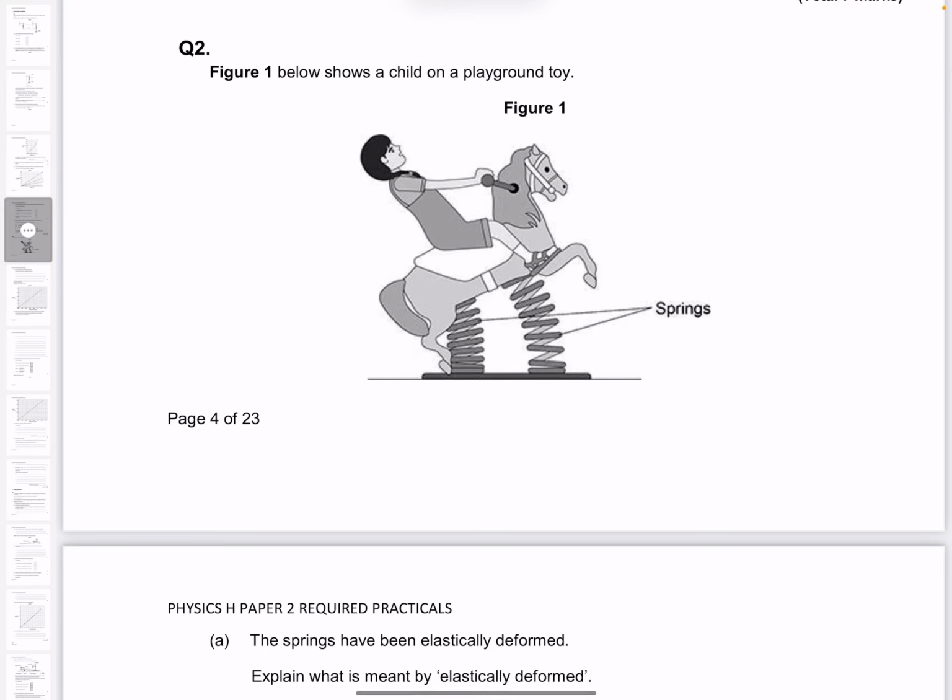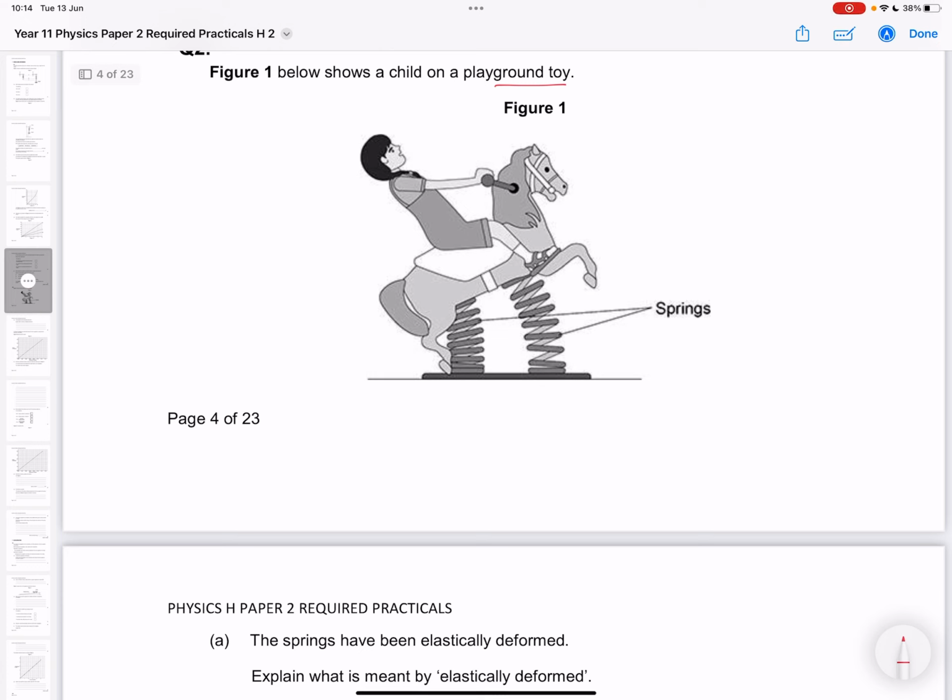Right, so figure 1 below shows a child on a play toy. So when there is a force applied to a spring, for example, that is an elastic material, this can do three things. It can bend, it can stretch, and it can also be compressed. In this scenario, the child sitting on the horse is going to provide a weight, so the weight of the child is going to be the force applied in this one.